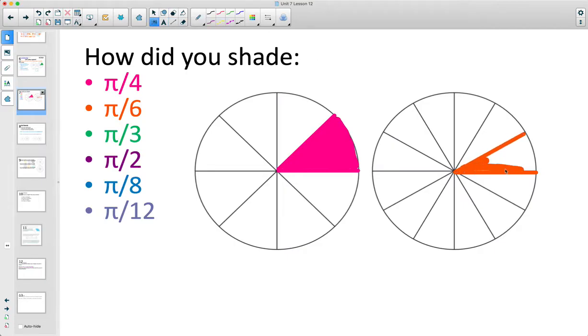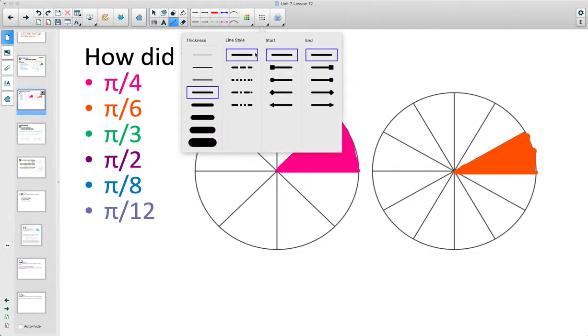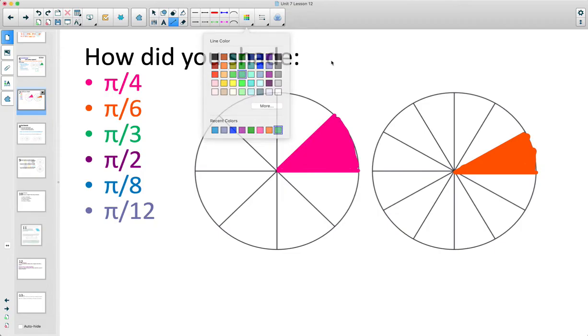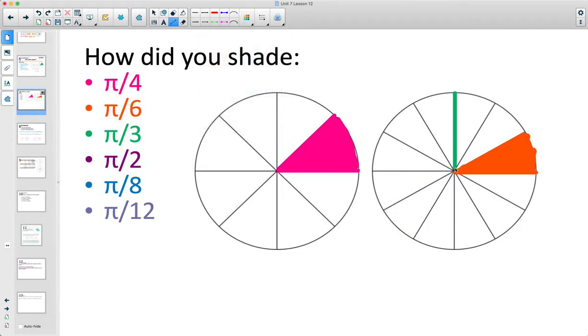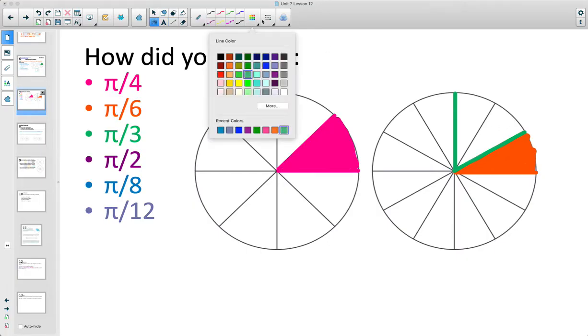Pi over 3 we talked about on the last screen. Pi over 3 would be 2 pi over 6s, so we could just shade in 2 of these. So 2 pi over 6s equals 1 pi over 3. So there's our pi over 6 angle.